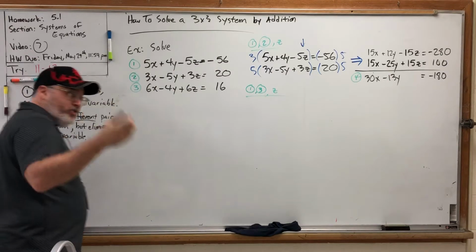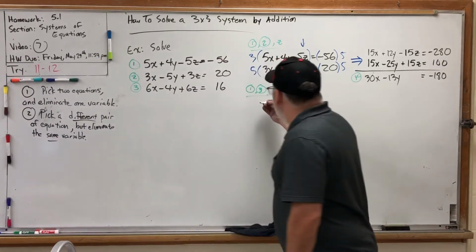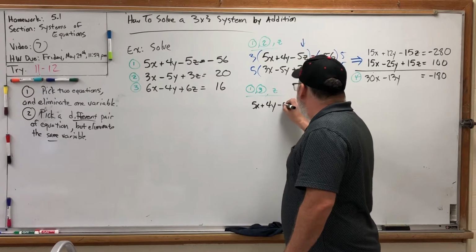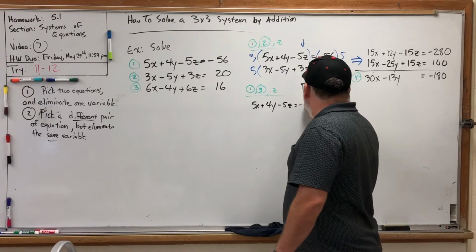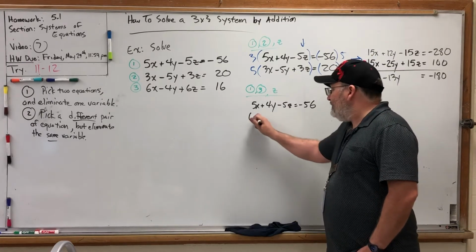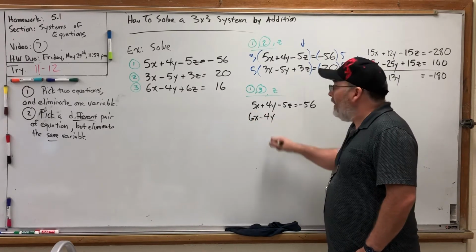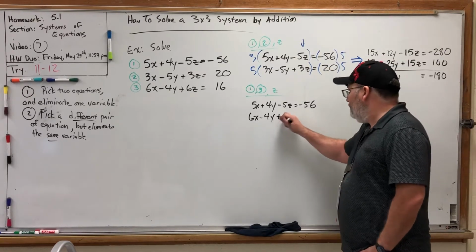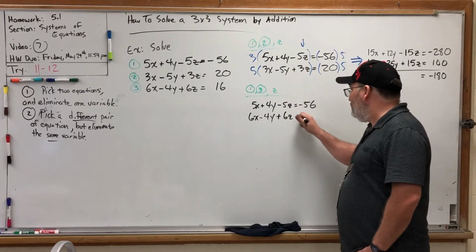So let me write equations 1 and 3. Equation 1 is 5x plus 4y minus 5z equals negative 56. Equation 3 is 6x minus 4y. Well, those y's are ready to go, but I'm getting rid of z's. Make a plan and stick to it.